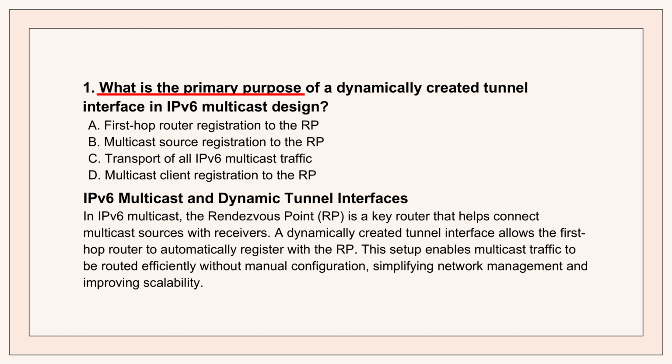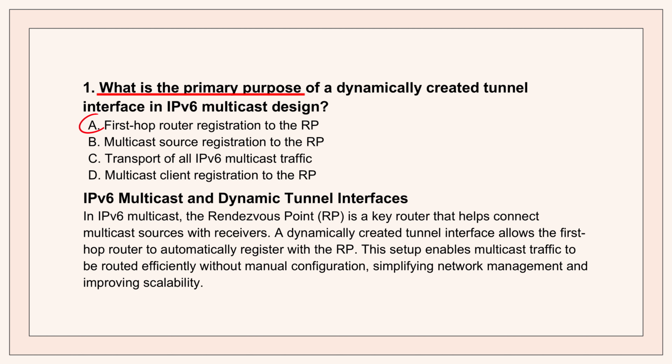The key answer here is first hop router registration to the RP, the rendezvous point. Okay, so what does that mean? The RP is like the main switchboard for multicast traffic on a network. If a new source wants to broadcast, it needs to tell the switchboard it exists, and that's the dynamic tunnel. That's how the first router, the one closest to the source, automatically registers with that central RP. It's crucial for setting up the path, making sure the data gets from the source to everyone who wants it. It enables the whole multicast routing thing to work properly, dynamically.